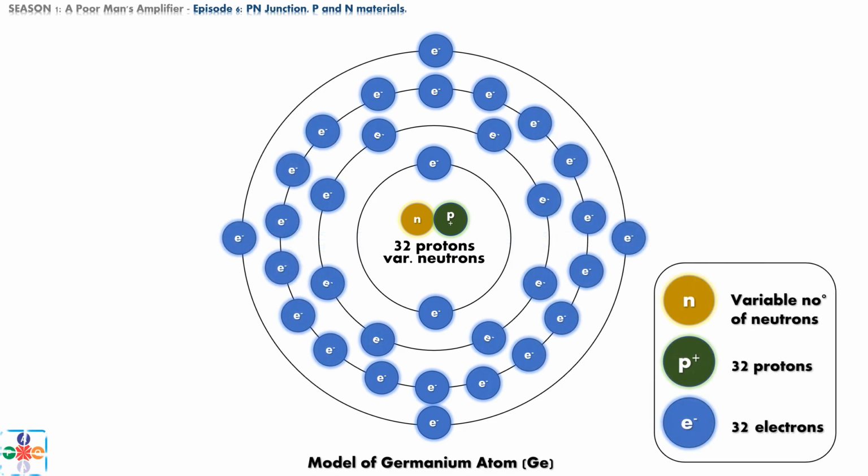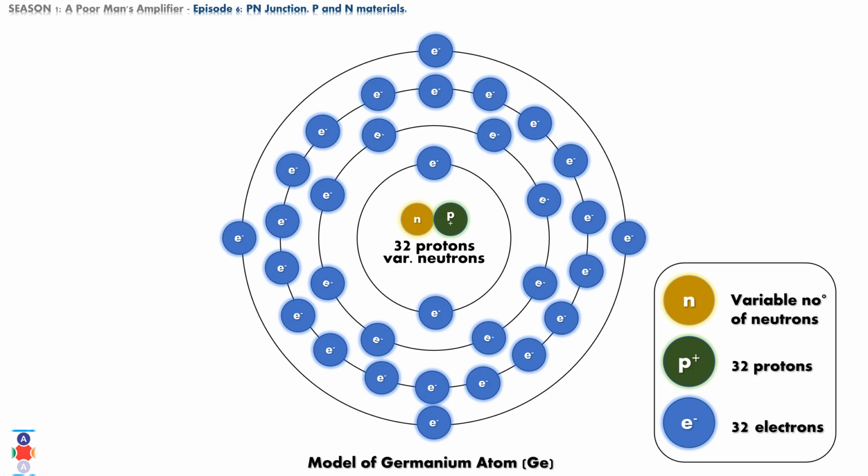Now, germanium atom is comparable to silicon atom in a manner that it also has 4 out of 32 electrons in total in its outer shell orbit, with 32 protons and a variable number of neutrons in the nucleus, depending on the type of germanium isotope in question. Same as silicon, those 4 germanium valency electrons create strong bonds between germanium atoms, forming a crystal structure.